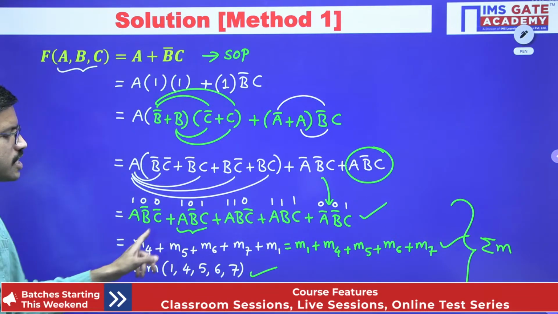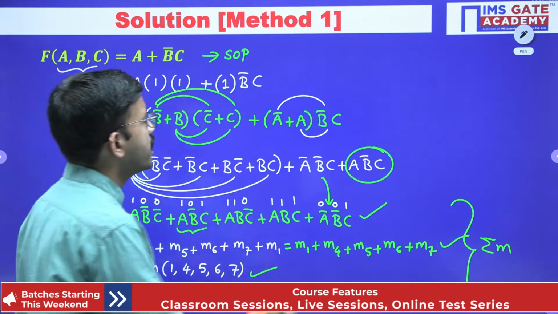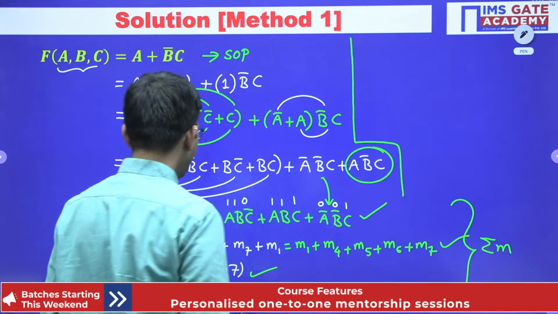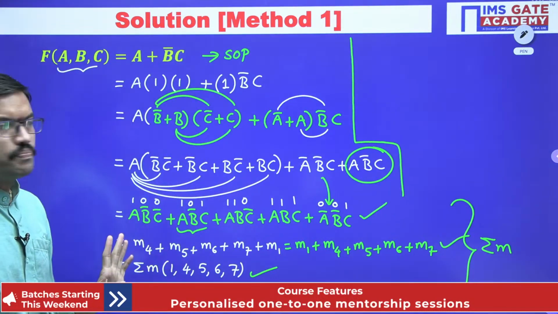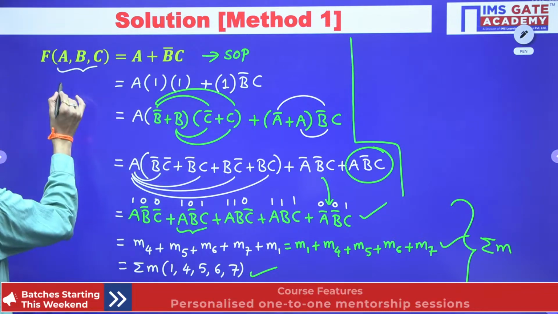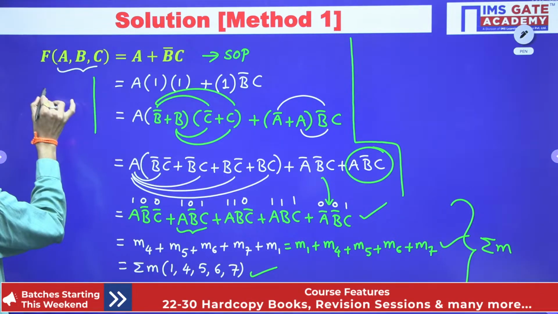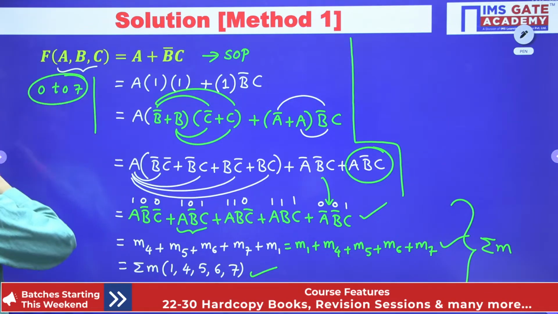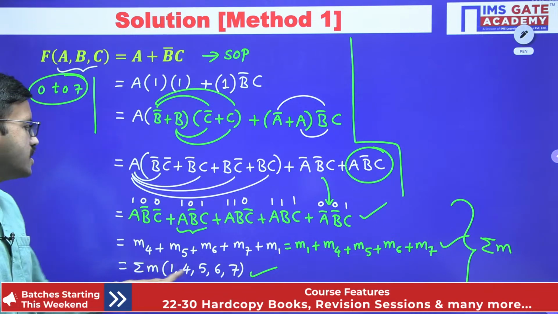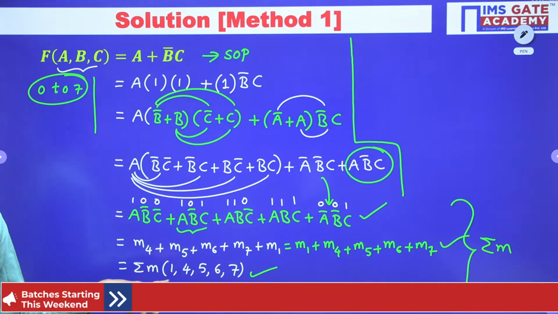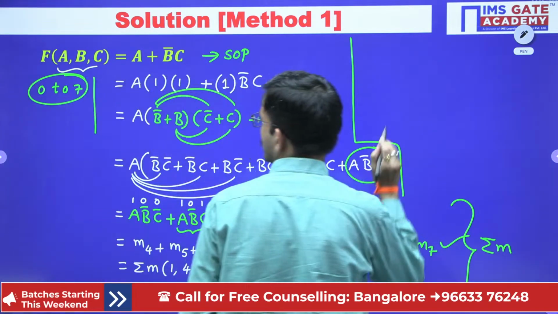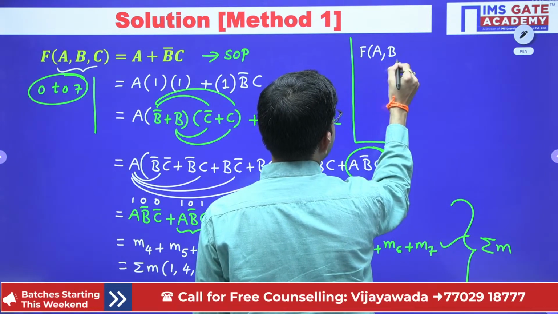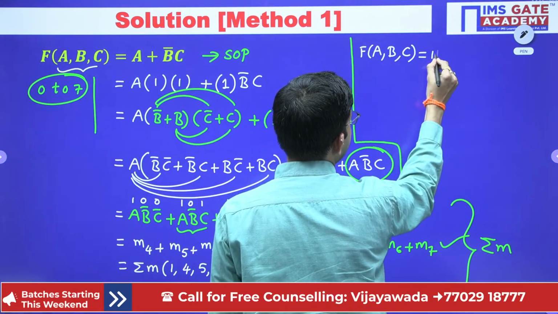Once you get sigma m, now we can write the corresponding pi capital M. Yes or no? The moment you get sigma m, you can write pi capital M. Once again, it is a function of 3 variables. 3 variables means the range is 0 to 7. Within this range, other than these numbers, the remaining will be max terms. So you can directly write f of ABC is equal to pi capital M.